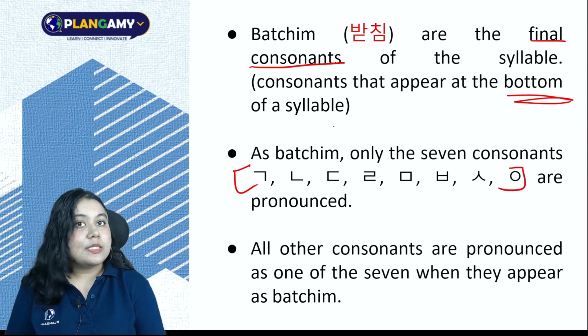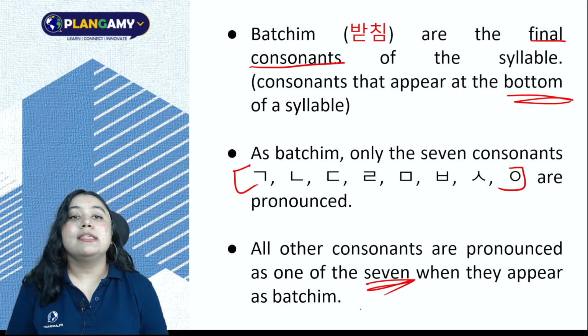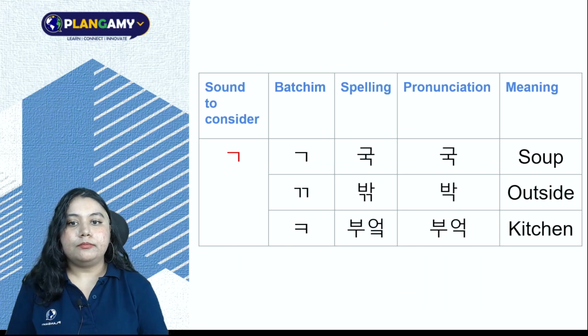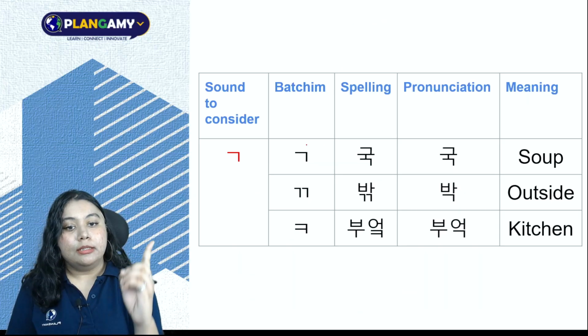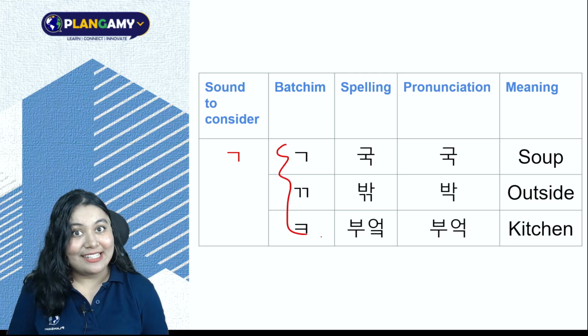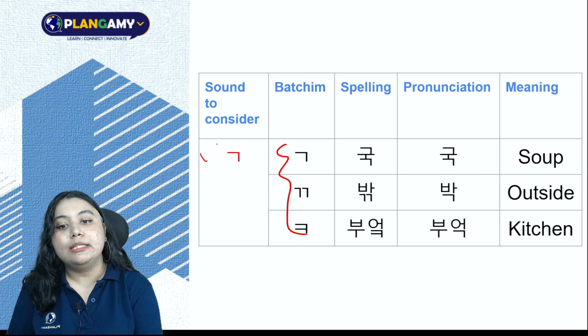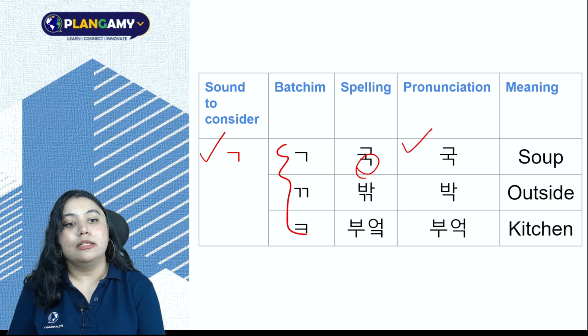All other consonants, when appearing as bhachim, will only have these 7 sounds. Let's see what we mean by that. Our first group, whenever there is bhachim and it is one of these 3 consonants, the sound will always be gh. Let's see a few examples. Ghu, gh, gug. Here my bhachim is gh, so pronunciation is gh, gug. The sound remains the same.